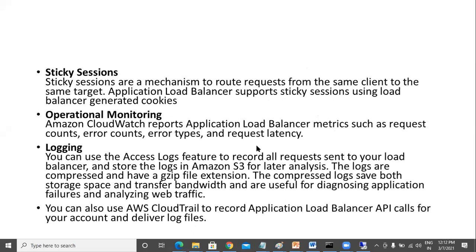Operational monitoring. Amazon load balancer supports monitoring, where you can configure metrics, counts, error types, and all those things. Amazon also supports logging. Logging is nothing but whatever logs you want. You can configure access logs, S3 logs, and other things, so that you can see the number of users connected, the number of users disconnected, what the issues are; everything you can find through logs.